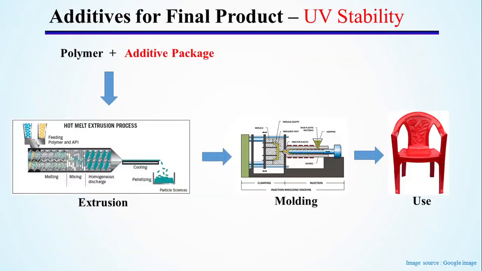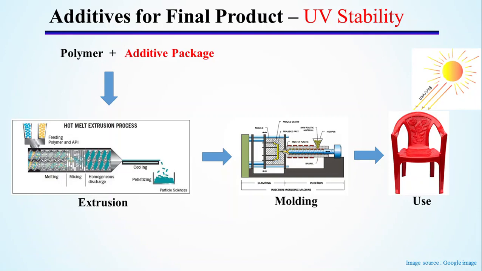Now coming back to the properties of final product. Many plastic products are used outdoors, which means under the sunlight. As sunlight contains high energy UV radiation, it can break the polymer chain and lower the strength and deteriorate the appearance of the product.